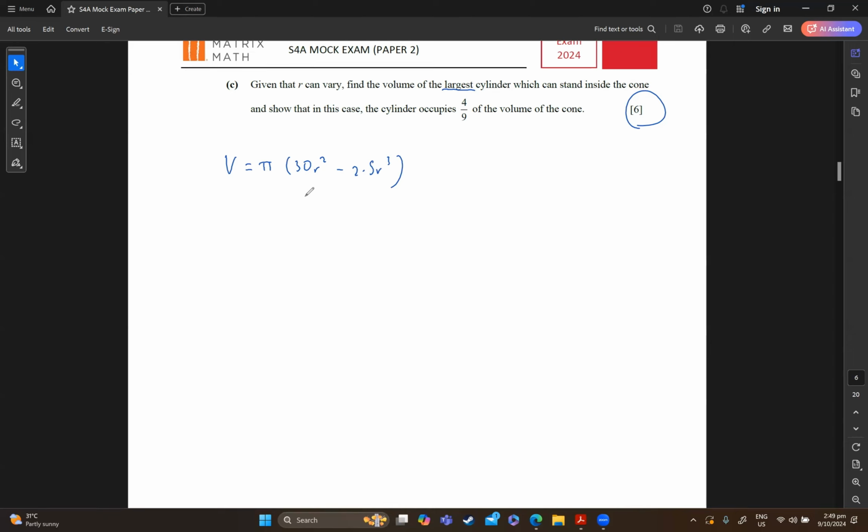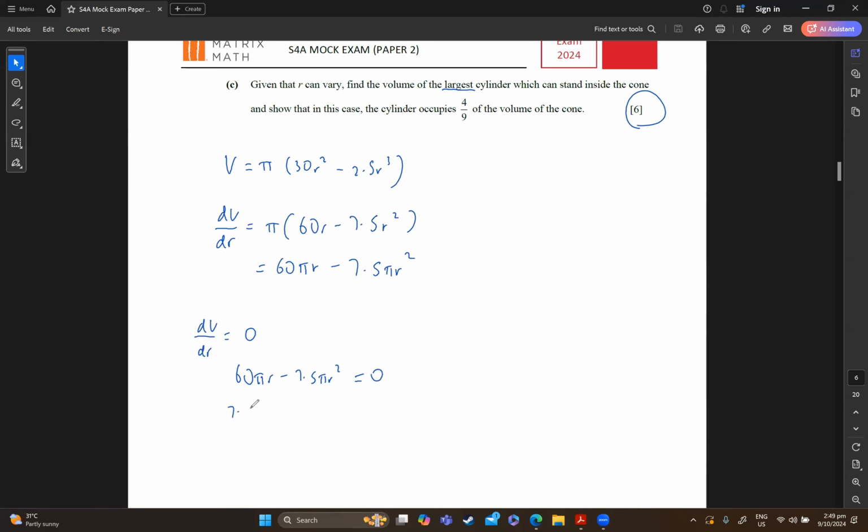So what's the maximum value? What you want to do is find dV over dr. Leave the pi outside, this becomes 60r minus 7.5 r squared, so it's just 60 pi r minus 7.5 pi r squared. For you to have a maximum value, your gradient must be 0. Take note, whether it's a maximum or a minimum value, the gradient will always be 0. So you let dV over dr equal 0: 60 pi r minus 7.5 pi r squared equals 0.